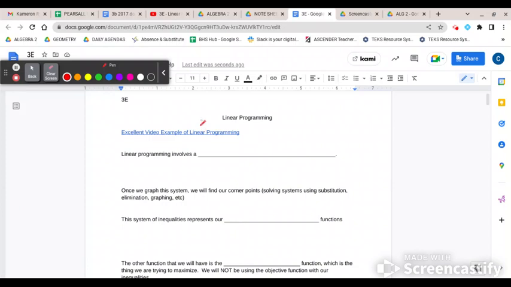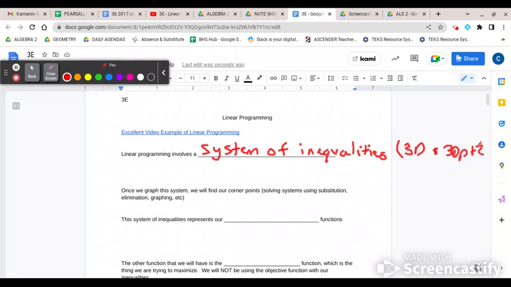Linear programming, first and foremost, is going to involve a system of inequalities. So it's something that we should already know how to do. Again, 3D and 3D part 2 have all that stuff in there.